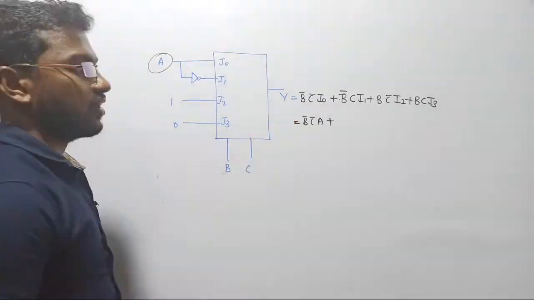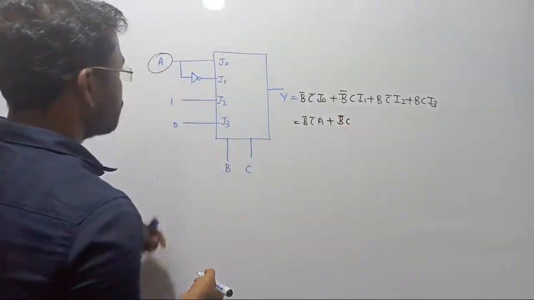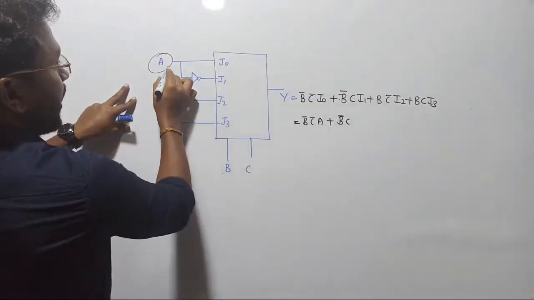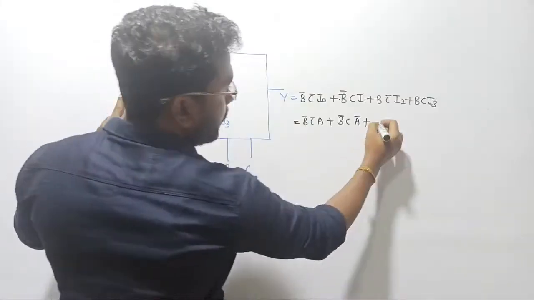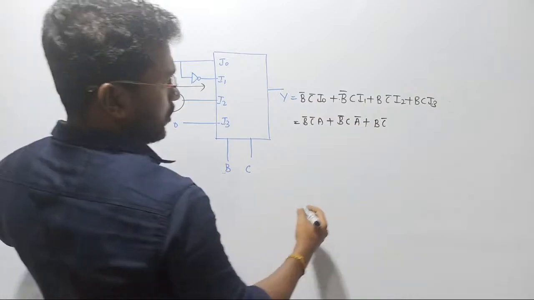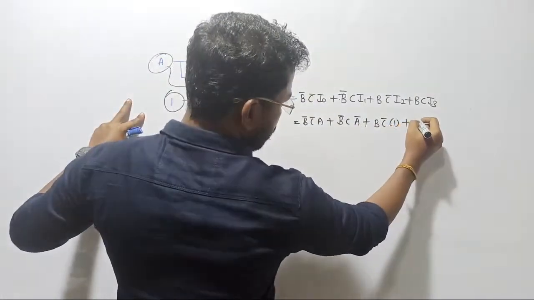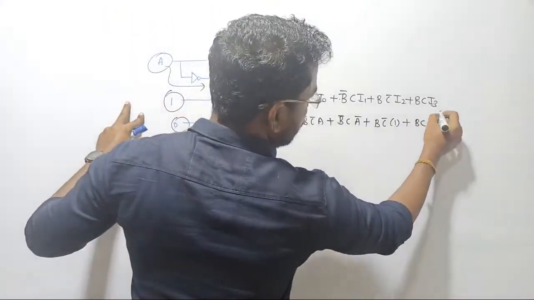Now you can change the order, right? And then this is going to be B bar C. I1 is what? I1 is A bar. See, if it is A, it is an inverter, so automatically you are going to get A bar. Next, B C bar. What is your I2? I2 is 1, right? Plus BC, what is I3? 0. So it will be completely 0.